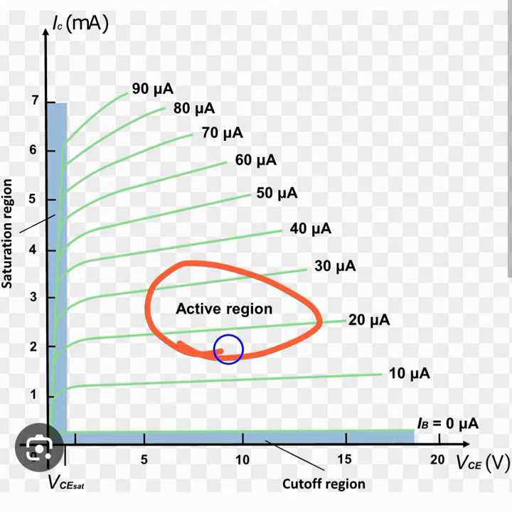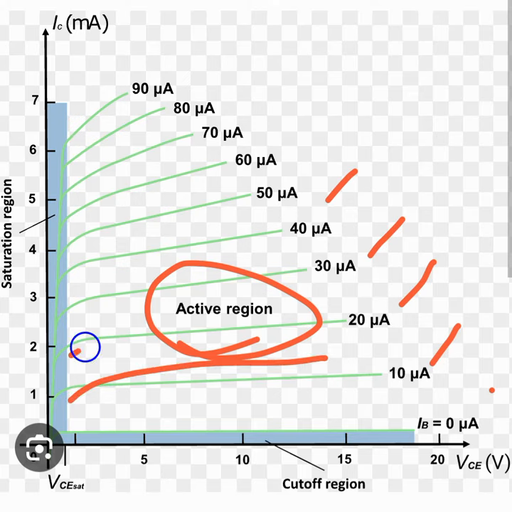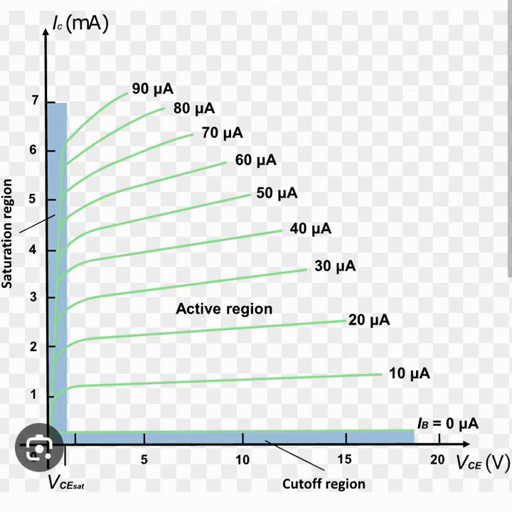The third region is the active region, which is unshaded in the middle, and for every value of base current, that is the input current, you have a curve of the output current which is constant, and this condition is when your base emitter junction is forward biased and the collector emitter junction is reverse biased for the NPN or PNP transistor.